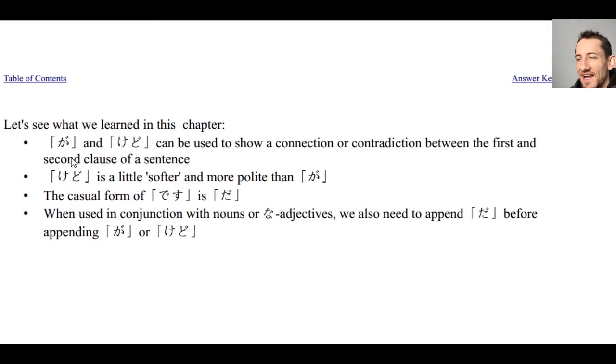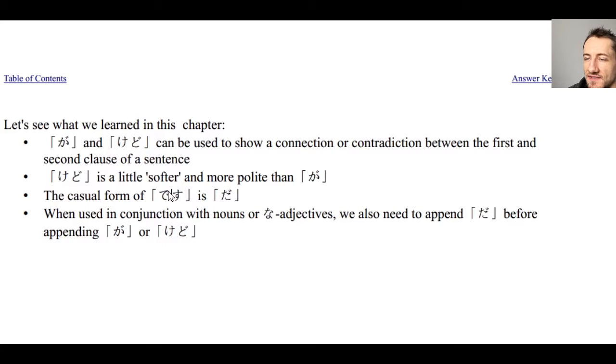So we saw that ga and kedo can be used to show a connection or contradiction between the first and second clause of a sentence. I studied, but I failed. I slept late, but I still made the train. We also learned that kedo is a little softer than ga, a little more polite.